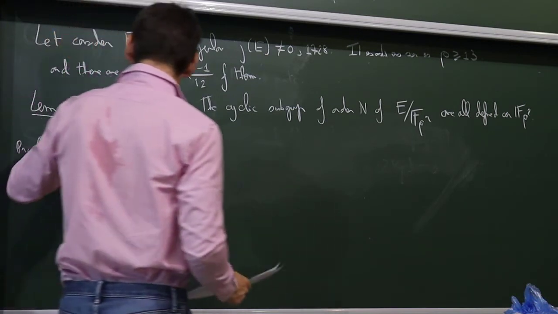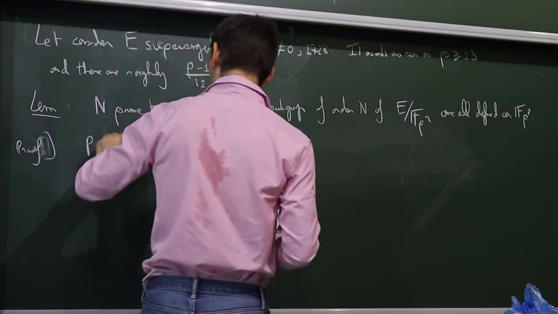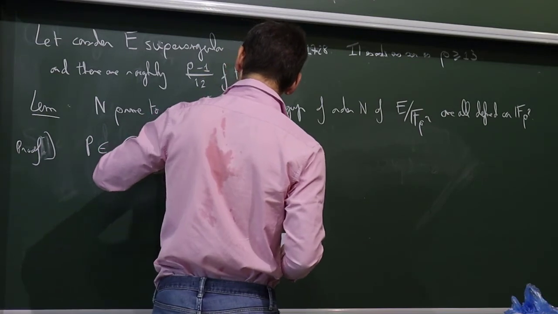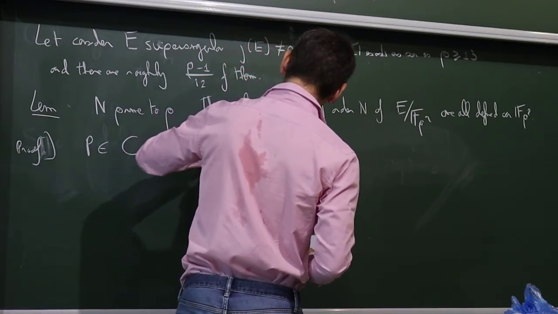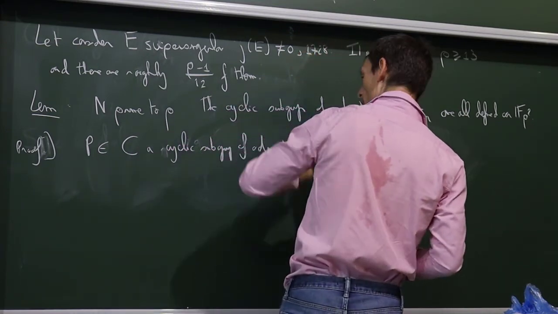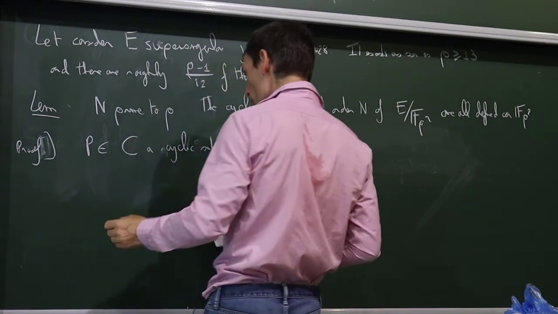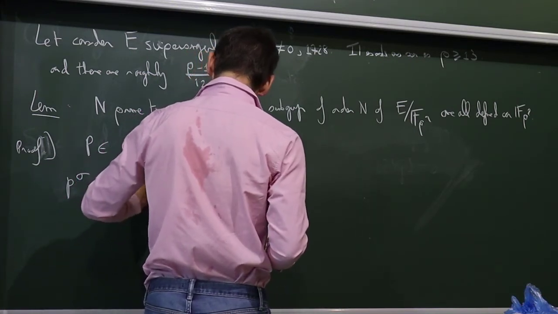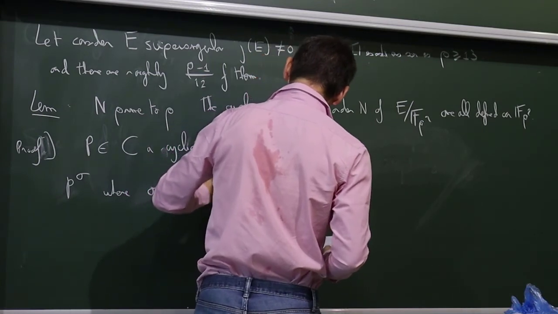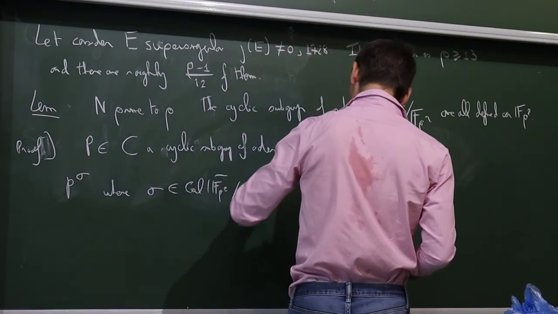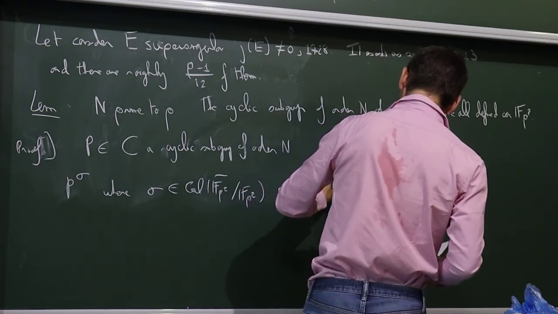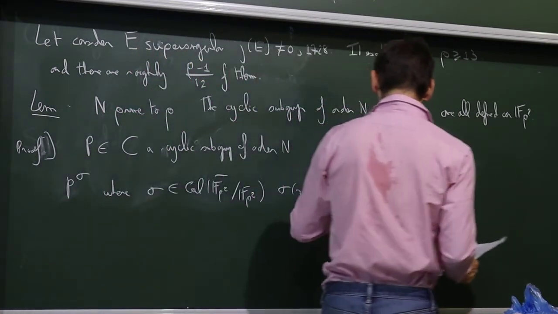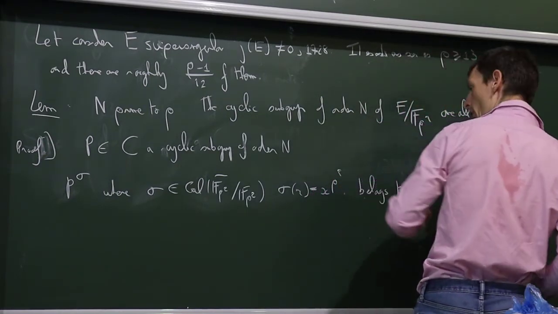Why? Because let's take P inside my cyclic subgroup C. And I want to see that P^sigma, where sigma is now an element of Gal(F_p-squared-bar over F_p squared), so sigma of x is x to the p squared, belongs to C.